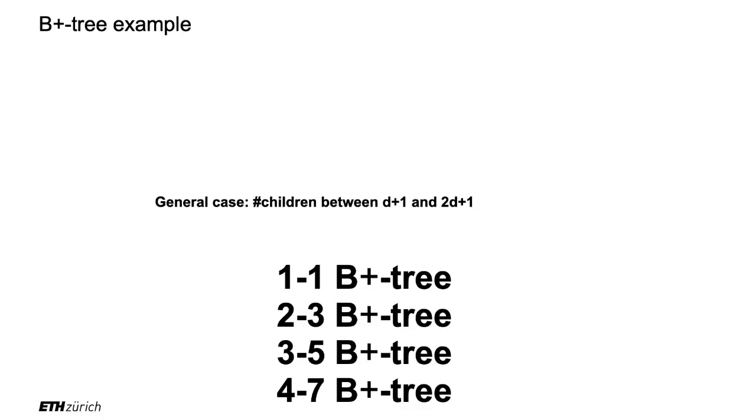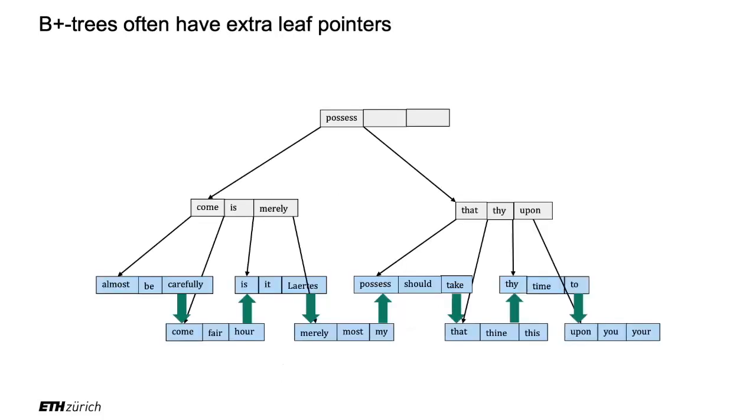Quick question. If I have a 4, 7 tree, it means that the nodes have between 4 and 7 children. What is the number of values I can have in a node? Is it also between 4 and 7? How many values can I have in a single node? Anybody?